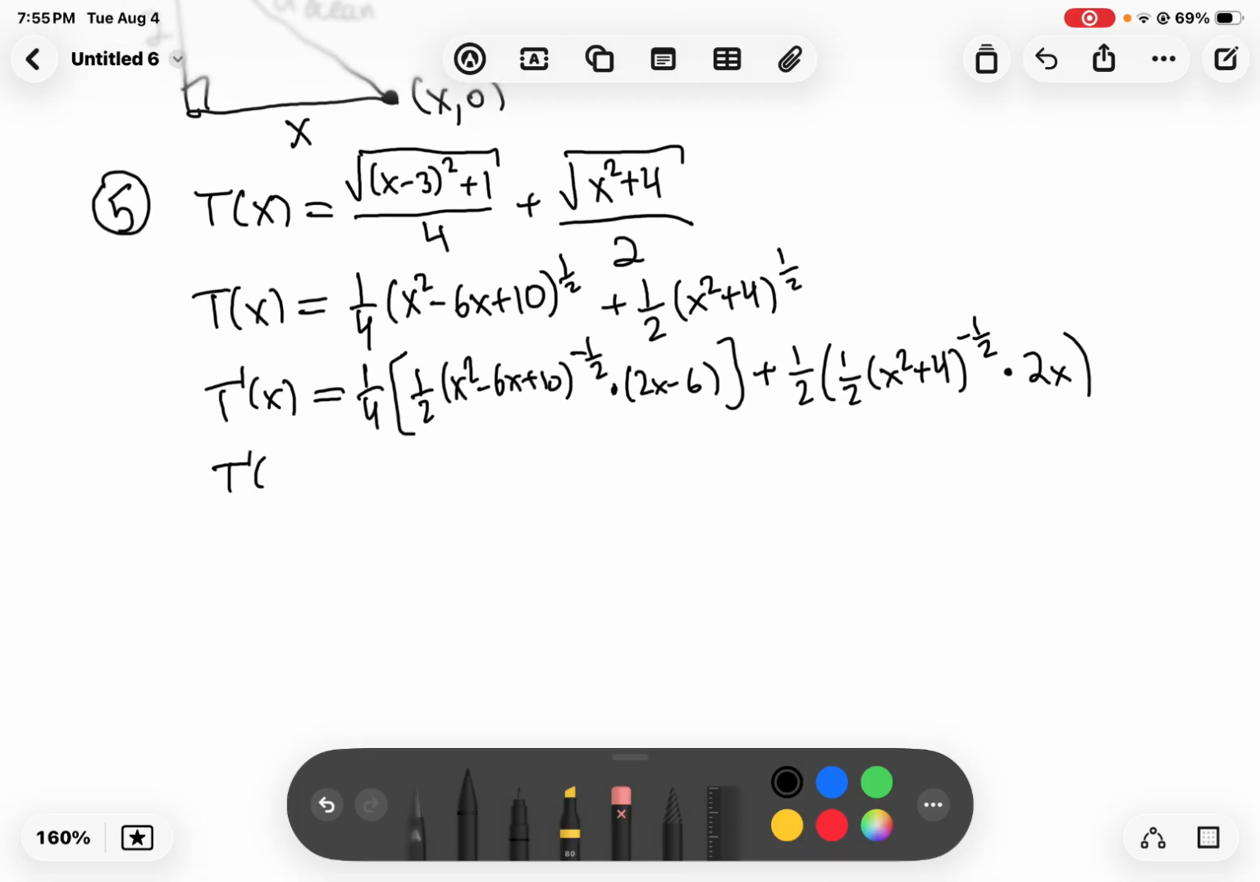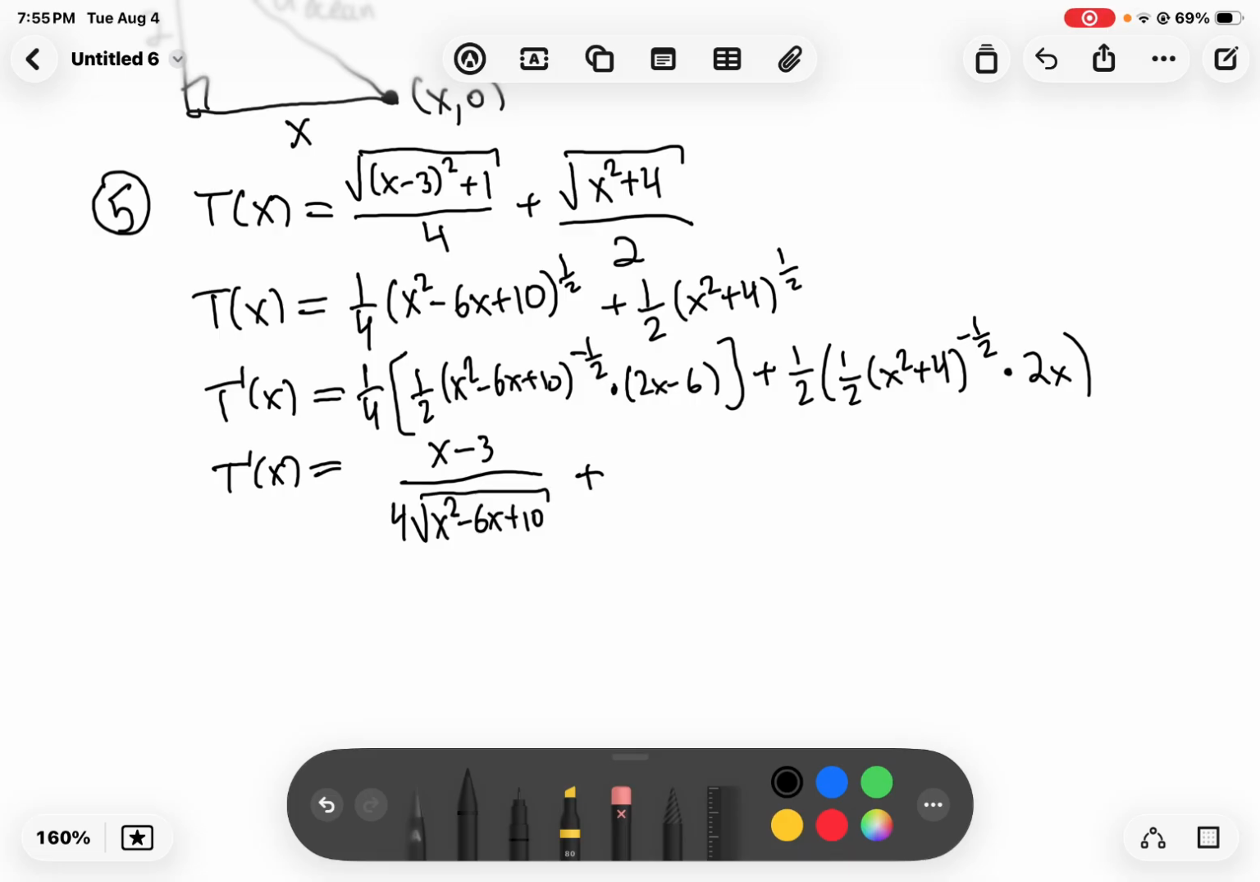So in total, t prime of x is equal to, let's see, 2x minus 6 times that 1/2 out front, which just becomes x minus 3. So we have x minus 3 all over 4 times the square root of x squared minus 6x plus 10.